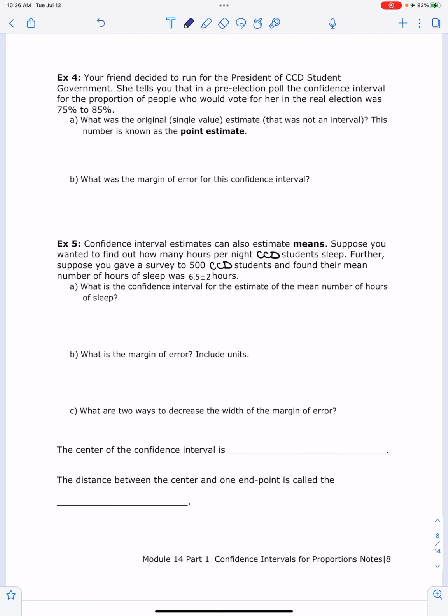Okay, these are the Mod 14.1 notes. This is page 8. So example 4, we're going to continue reinforcing the vocabulary. Make sure you are comfortable with the terminology.